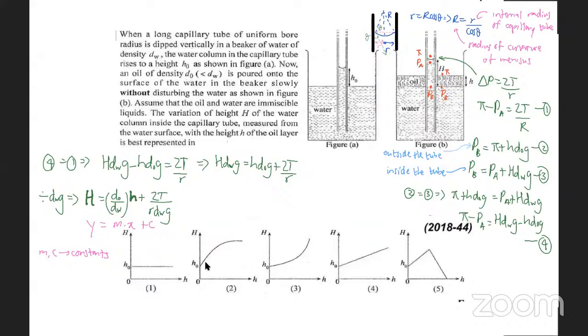Now listen. When you have an equation like this, you will not always get the fourth one as the answer. We have to make sure the gradient is constant. Then only you will get a straight line. So dO is the density of oil, dW is the density of water. They are not going to change. That's right.